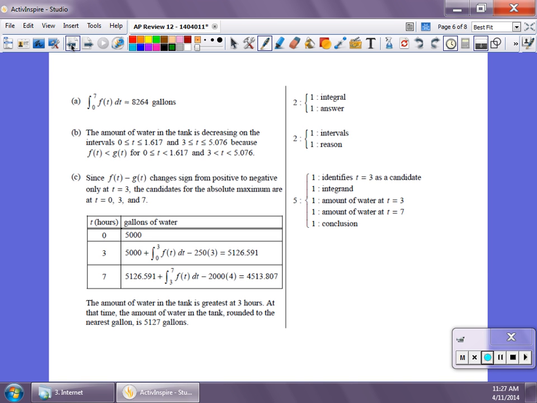This is how the AP test writes their key. They actually always test both endpoints every single time. I only test the one that I mark as a max or min, and that's actually okay as long as you're proving why only one of them might be a max or a min.